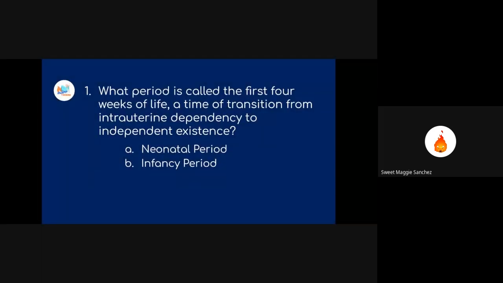First question is, in what period is called the first 4 weeks of life, a time of transition from intrauterine dependency to independent existence? Is it A, neonatal period, or B, infancy period? Okay, timer starts now.